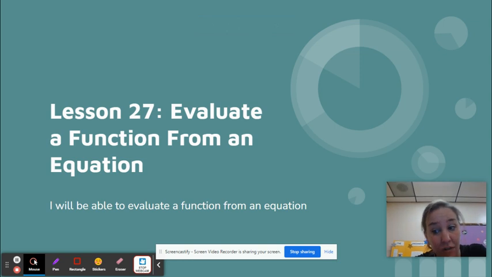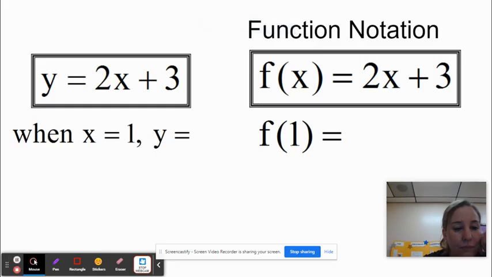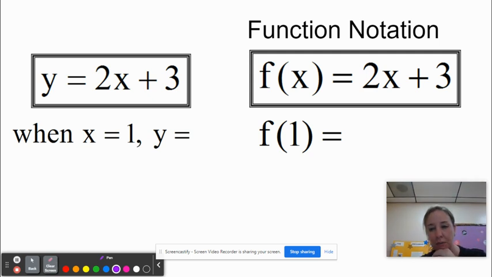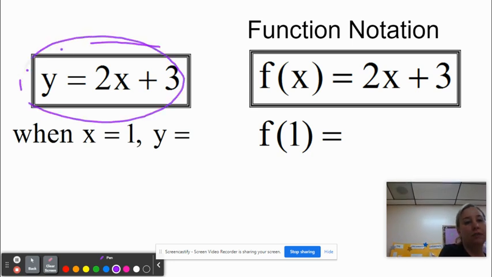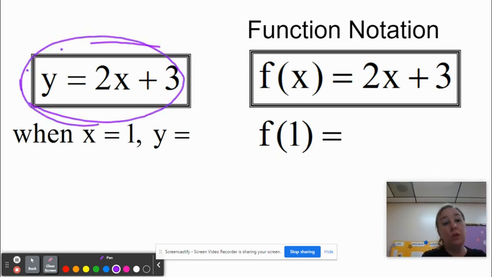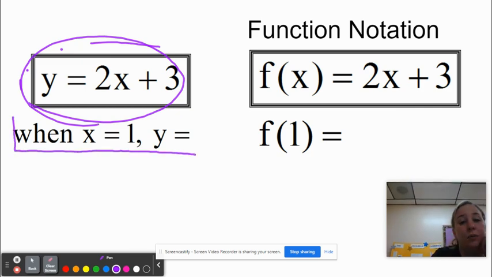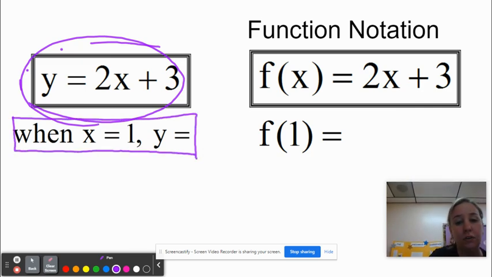Evaluate a function from an equation. It's a little more difficult. So some of you may or may not know y equals mx plus b format. You guys are probably more used to seeing stuff written like this: y equals 2x plus 3. And then, when x is equal to 1, y equals, and then you have to evaluate. Mathematicians basically got lazy, and we don't want to say when x equals 1, y equals blah. We just say f of 1.